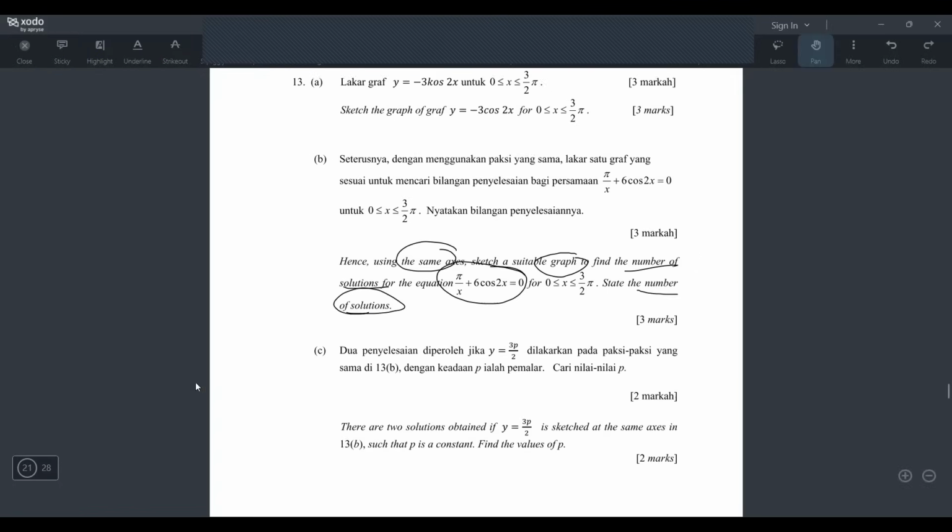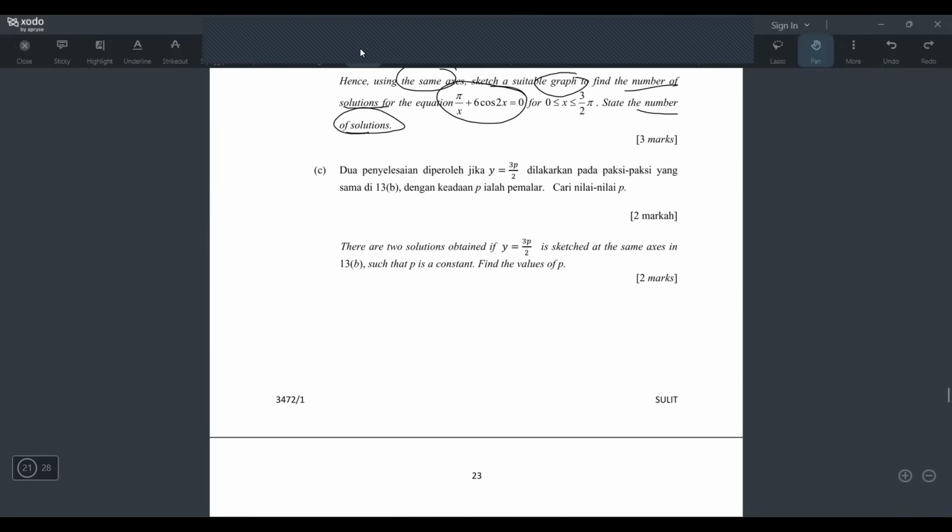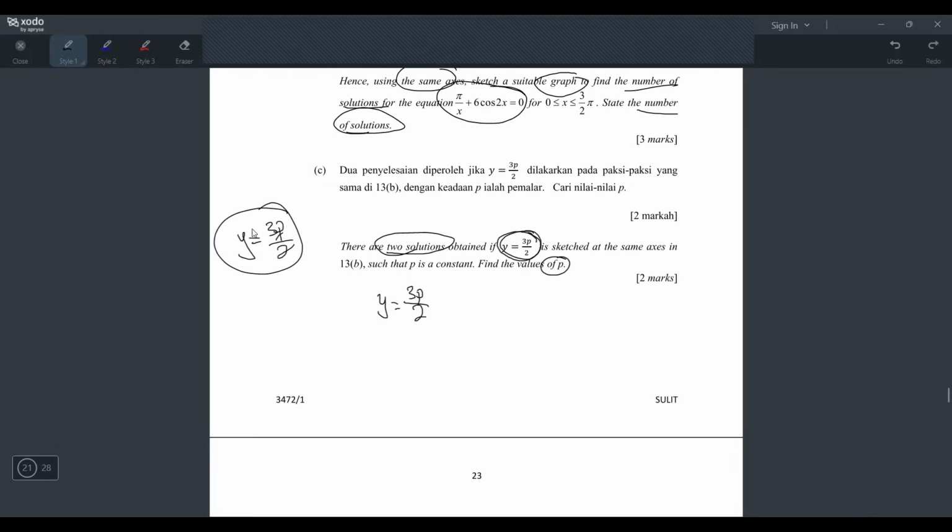Okay, all right. For my last question, part C, let's see what they want. There are two solutions obtained if y equals 3p over 2 is sketched on the same axis in 13b, such that p is a constant. Find values of p. So they say if they sketch this line, there will be two solutions obtained. Then they ask you to find the value of p. First of all, we need to know this is a horizontal line. Because if they give you y equals 3p over 2, this equation has how many variables? One variable only. p is not a variable. p is a constant. They already say p is a constant.